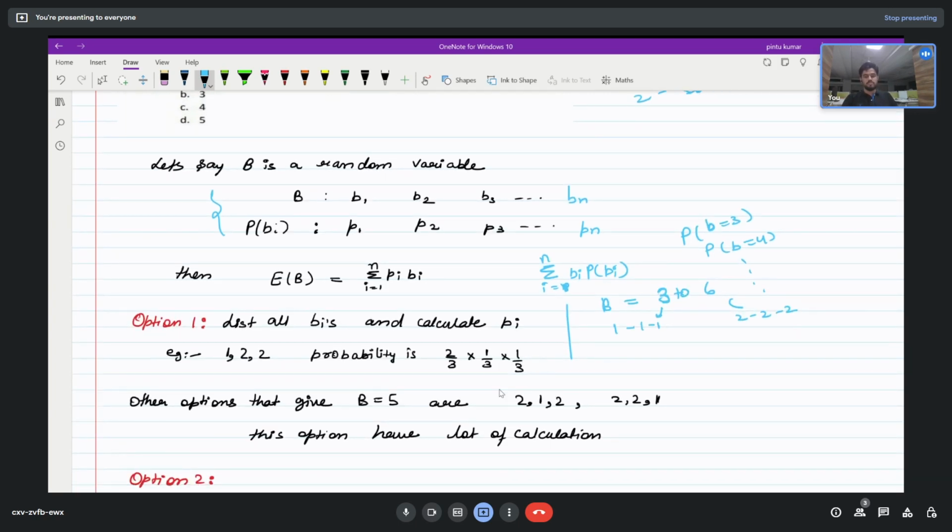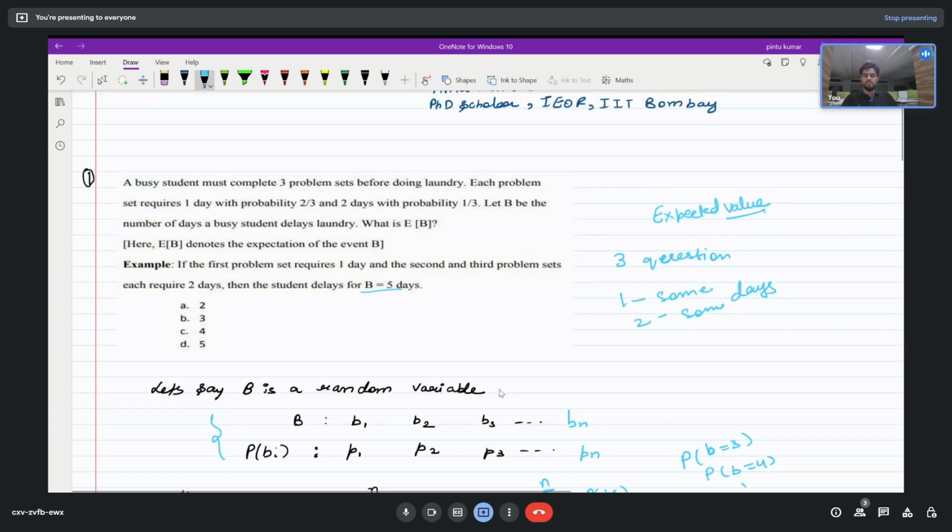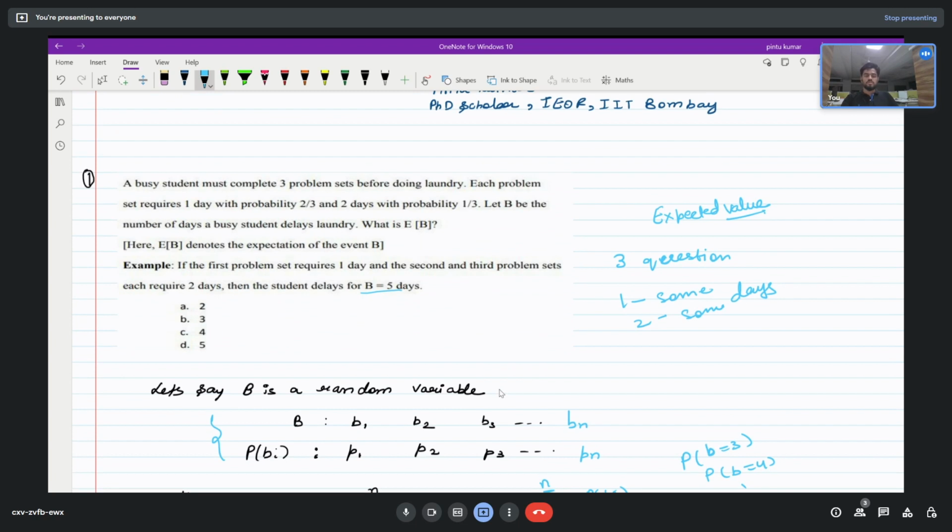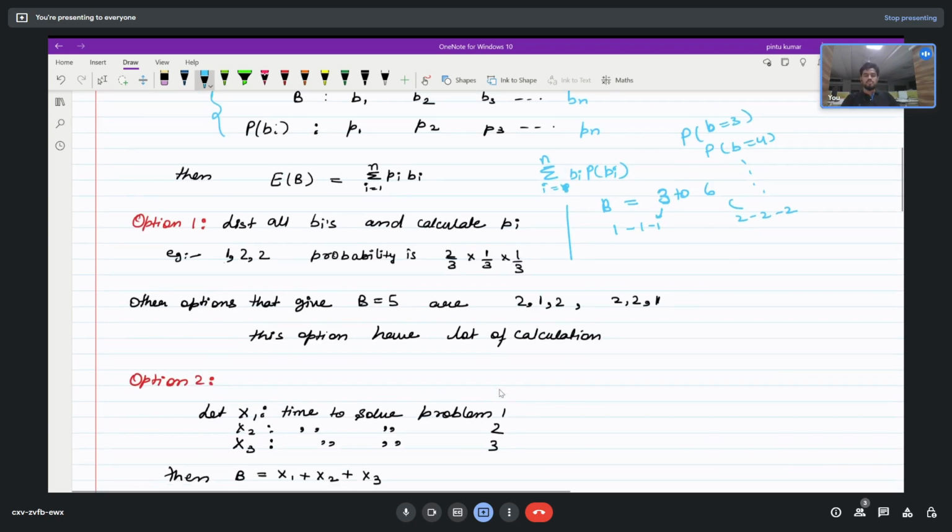For example, the example that professor has mentioned, that it will take 1 day to finish the first question and so on. To calculate its probability, we are already given that it will take 1 day with probability 2 by 3, and see that these events are independent. So if a person is taking some amount of time on the first question, the amount of time on the second is independent of the first. So we can find the probability of this sequence as 2 by 3 into 1 by 3 into 1 by 3. This is nothing but 2 by 27.